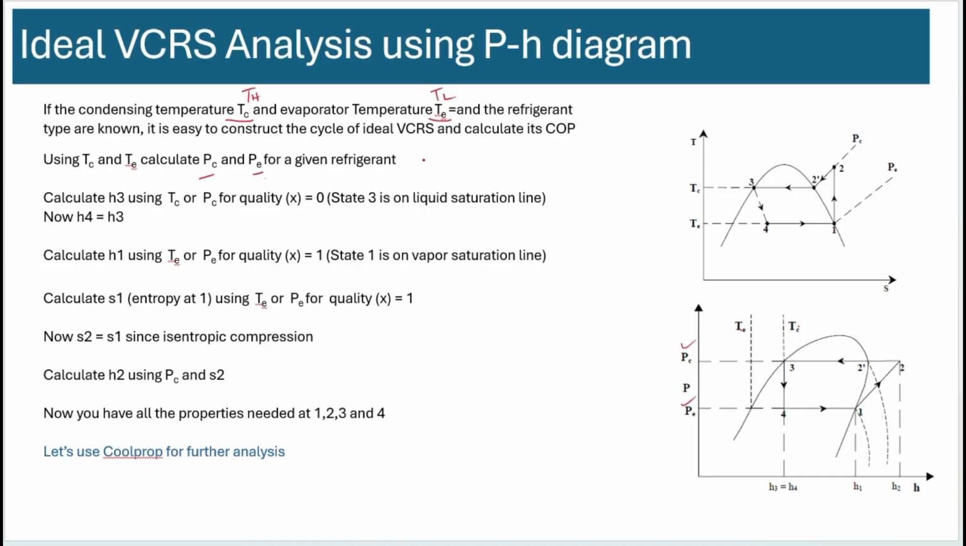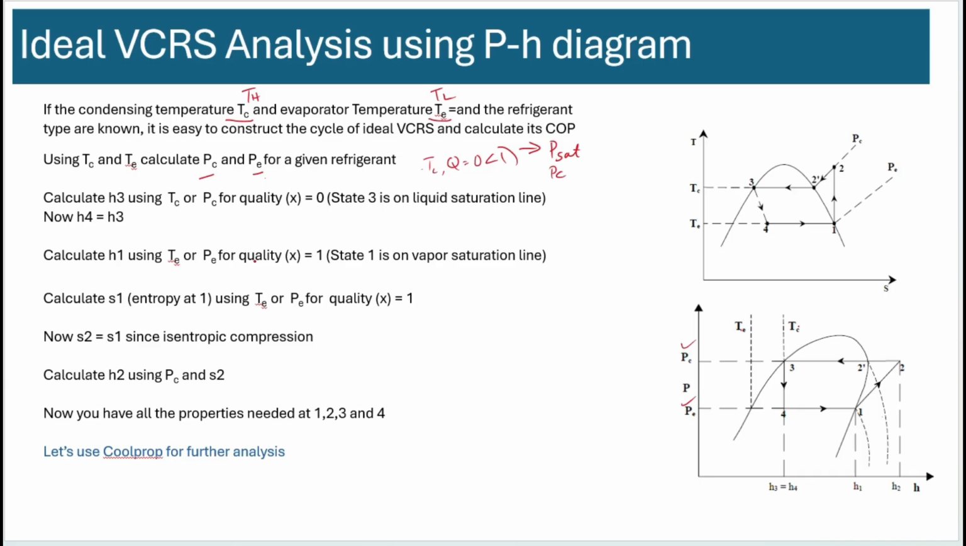So in CoolProp, for example, you would basically input the TC value and a Q value between 0 and 1, and you'll get the P saturation, right? The same way for TE, you can get P saturation. In this case, if you input TC, you get PC. If you input TE, you'll get PE.